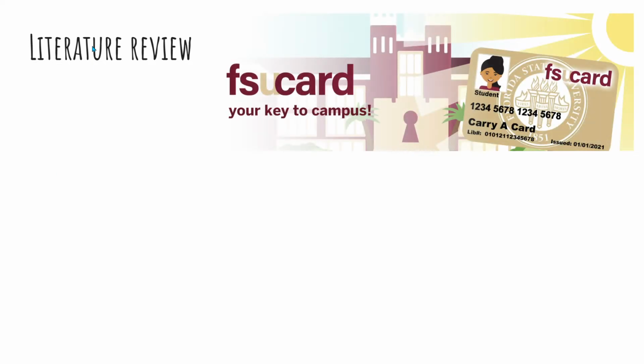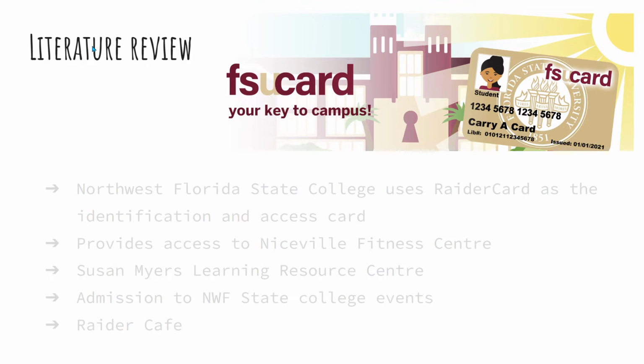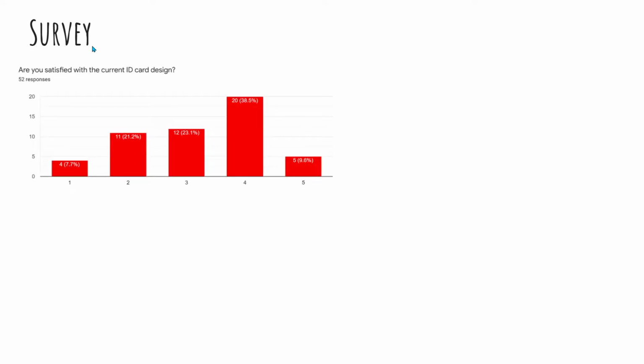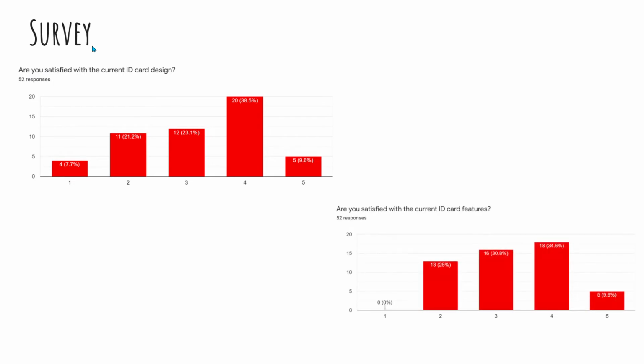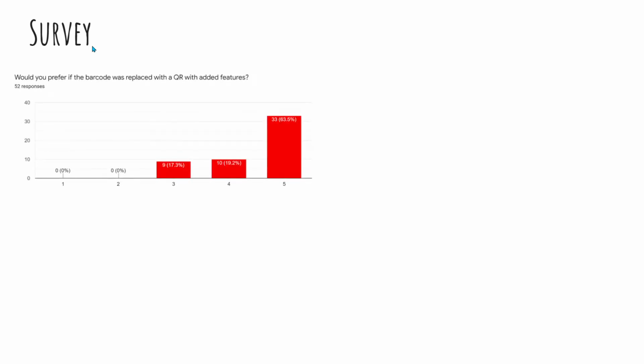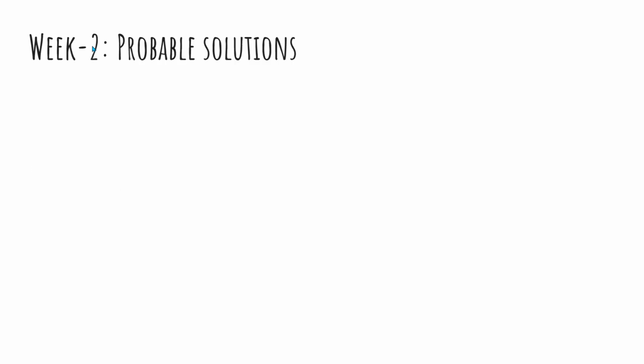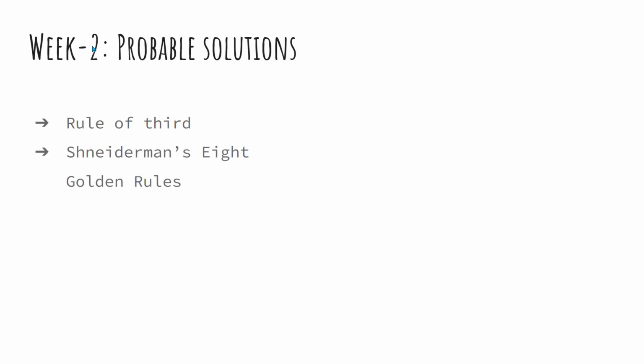Looking at the previous cases, Northwest Florida State College uses reader card as the identification and access card. We conducted a survey to gather diverse data regarding the research with the targeted users. The survey showed a high level of dissatisfaction on the design and features. Respondents wished they could access library and canteen features through their smartphone using QR instead of the current barcode design.